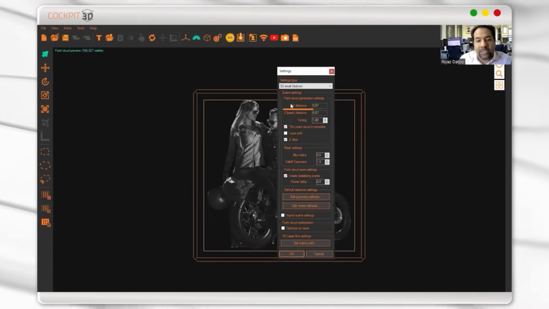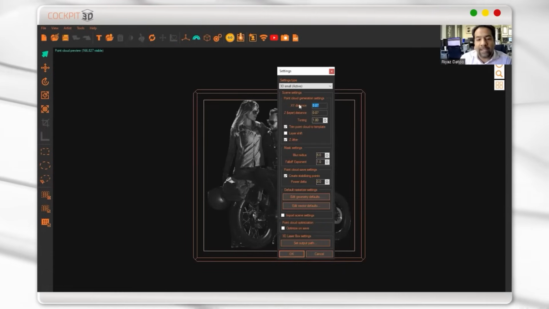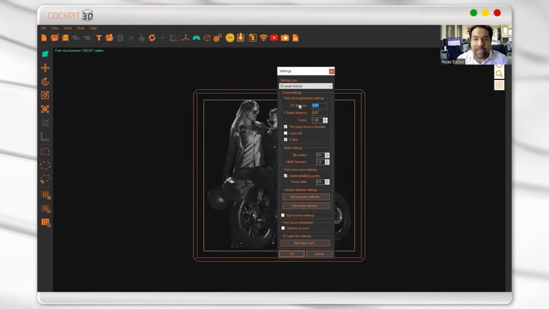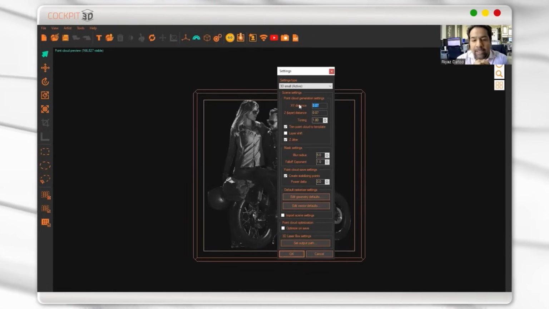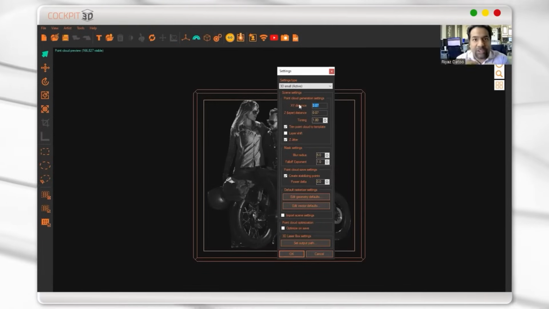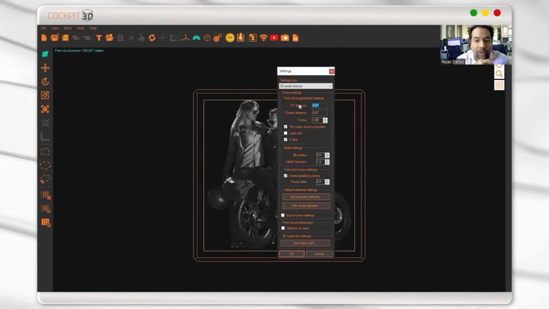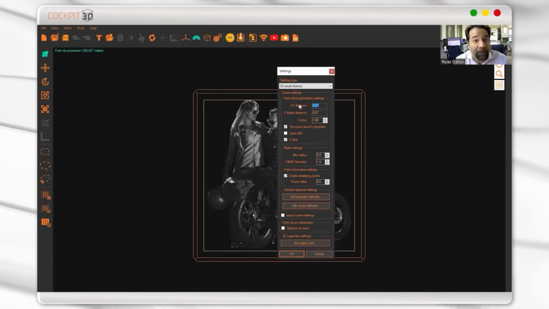The question is, what does this mean? What does XY mean? So 0.07 XY is really the resolution. What you're doing is you're defining how close you want those points to be, and the closer they are, the higher resolution, the sharper it's gonna be. Which begs the question, why aren't we going 0.06, 0.05, or 0.01 for that matter?